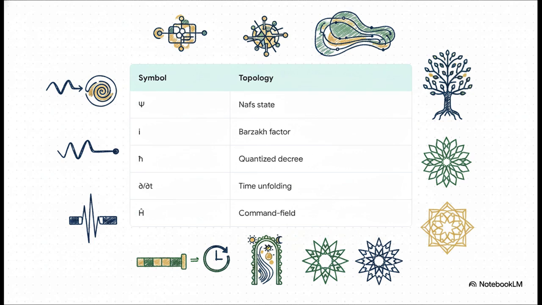The wave function, psi, becomes the human soul, the Nafs, traversing the covenant wave. That little imaginary number i, that's the unseen rotation, the Barzakh flip factor. Planck's constant, h bar, represents the quantized decree, the qadr pulse. The partial derivative of time is the recursion of night and day.